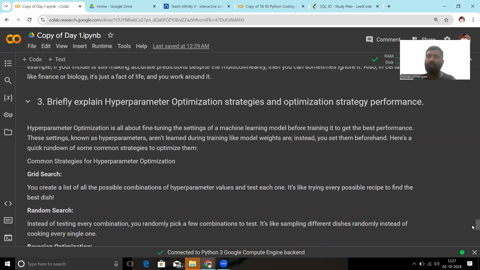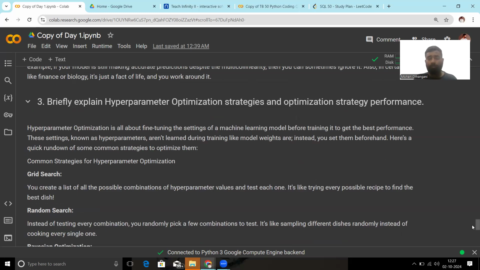So basically, in simple terms, before training, before building the model, we make some assumptions about the parameters, about how our model will predict well, and how we tune our models to train better and get the proper output.